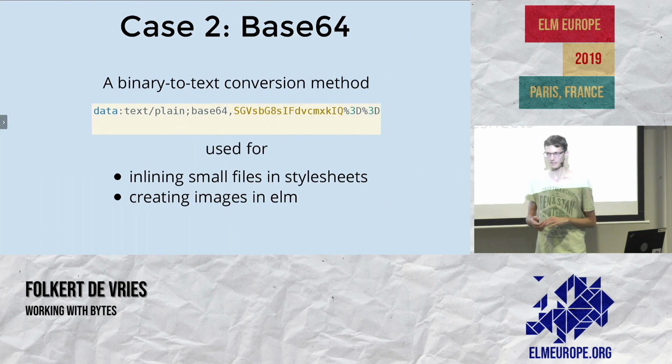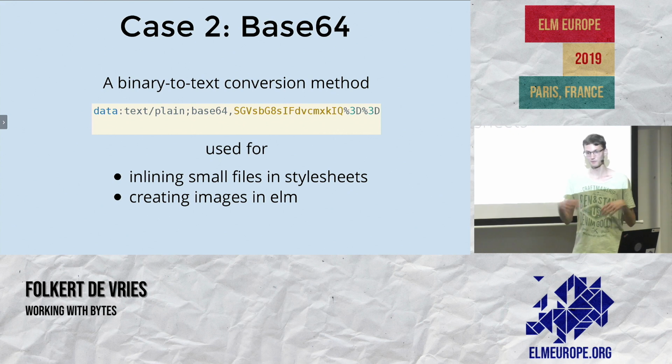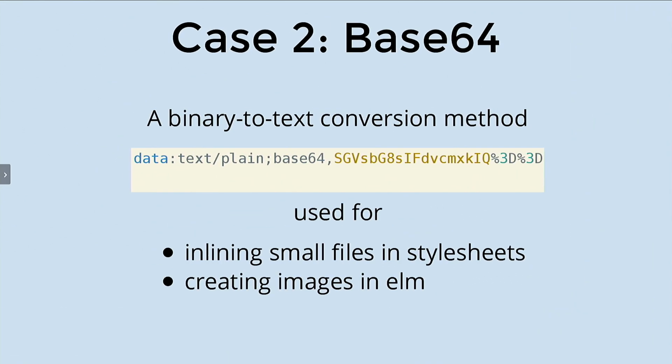Okay, so the second thing I want to look at is a bit more technical, and it's decoding binary files, which I really think opens up a lot of new possibilities. Specifically, what I want to look at is base64. This is a binary to text conversion method. It takes a bunch of bytes and produces a bunch of characters. And we use this on the front end to inline small files in style sheets and for creating images.